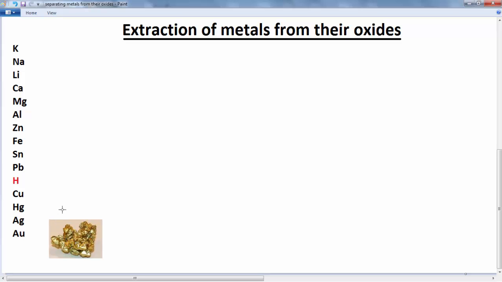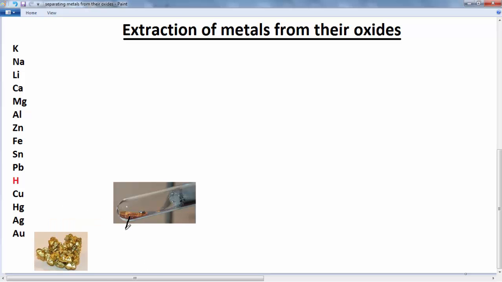And as we move up in the series, let's have a look at mercury. Here we've got orange mercury oxide, and all you have to do with this is gently heat it in a Pyrex test tube. You can watch this experiment in the practical demo section, and you'll notice that very quickly the oxide just decomposes into mercury and oxygen, and the mercury evaporates, then condenses on the cold upper part of the test tube and rolls back down the test tube into the oxide again. So you can see a ball of mercury. So that's easy to separate simply by decomposition.